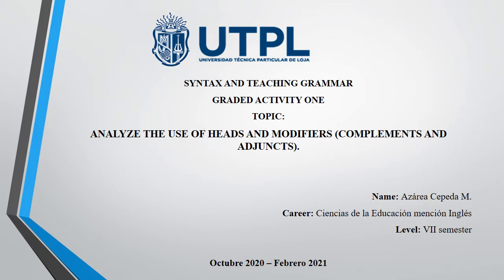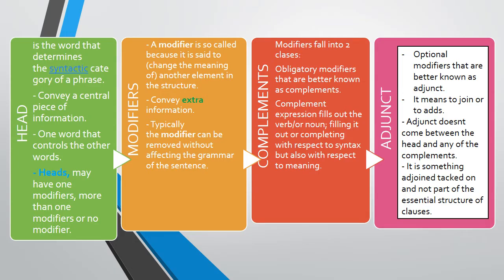Within the syntax of teacher grammar matter, I'm going to talk about analyzing the use of heads and modifiers, complements and adjuncts. Okay, number one, head. Head, in linguistics, is the word that determines the syntactic category of a phrase. It conveys a central piece of information. Head is one word that controls the other words. And finally, heads may have one modifier, more than one modifier, or no modifiers.